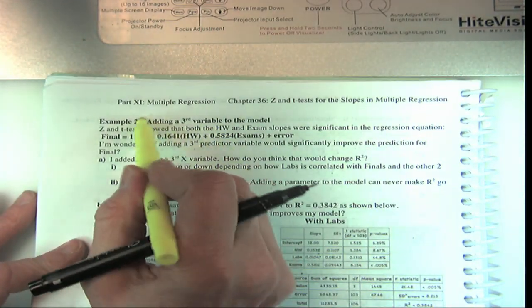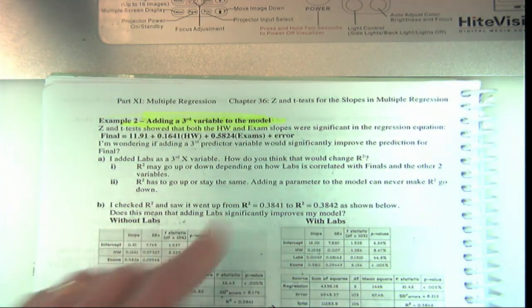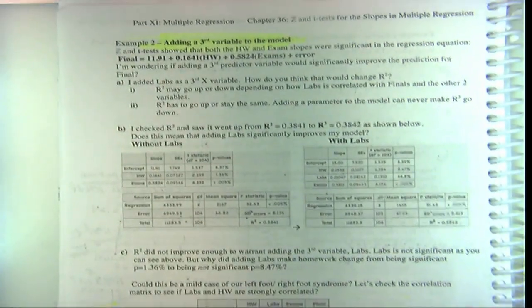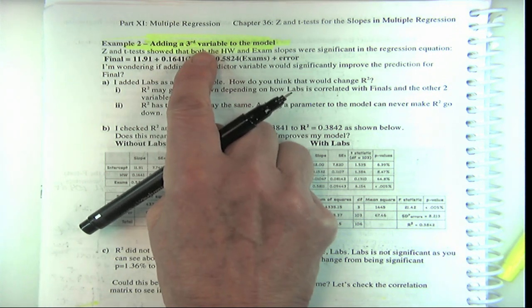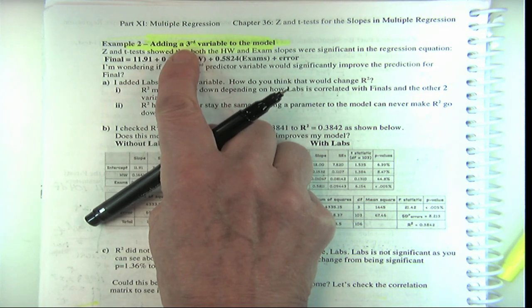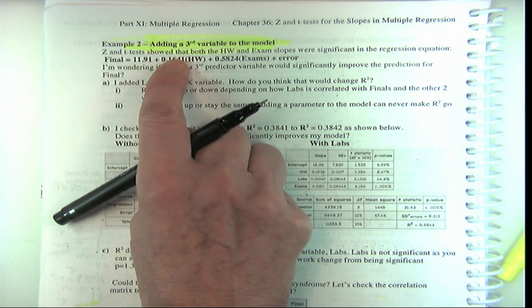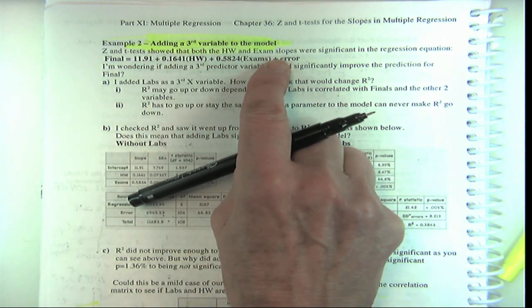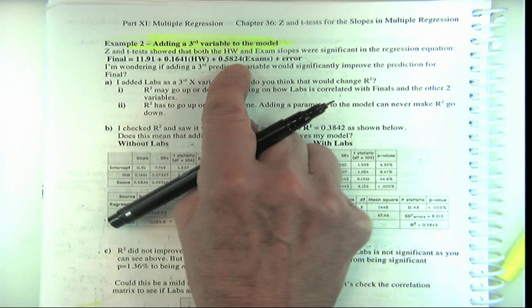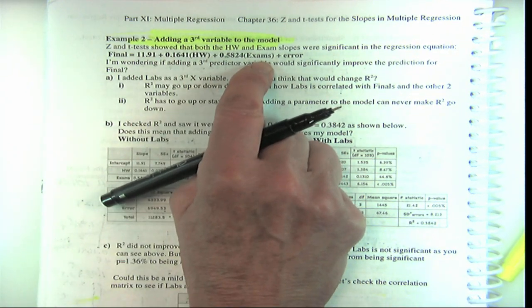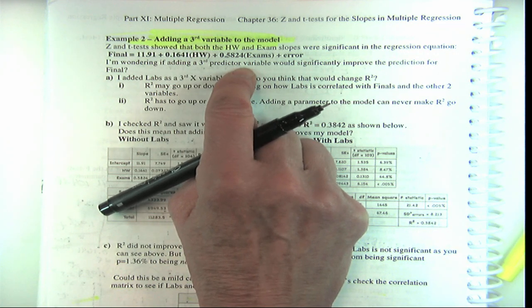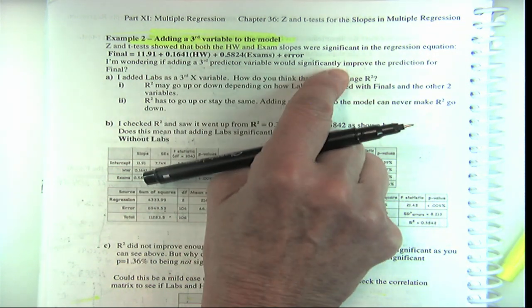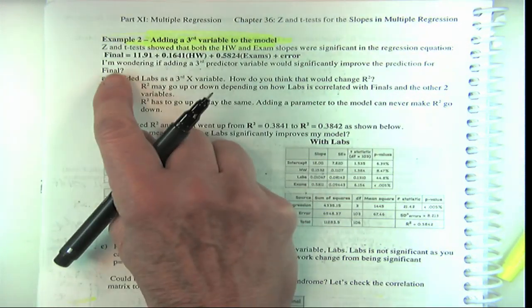And when you're actually doing statistics, this is going to be a very important question because you want to get the best predictions you can get. So why not add more information here? The Z and T tests showed that both homework and exam slopes were significant in this equation right here. So let's keep them both in the model, and maybe we can do better by adding a third predictor. And so I'm wondering if the third predictor would significantly improve the prediction for final.